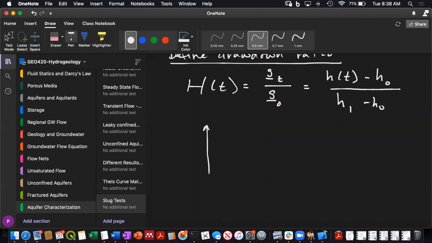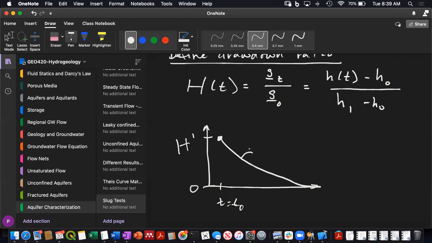So if I make this drawdown ratio H, it will basically always start at one. Here's T equals T naught. And this point is basically what I pick to be the peak. You're gonna go into your data set and say, oh, hey, I see right here where we put the slug in, here's my peak head. That is T naught and that is H naught. And so we'll always start at one at that point, and then it'll decay down to zero. And the shape of this curve, whether it's really steep or really flat, is a function of the hydraulic conductivity.